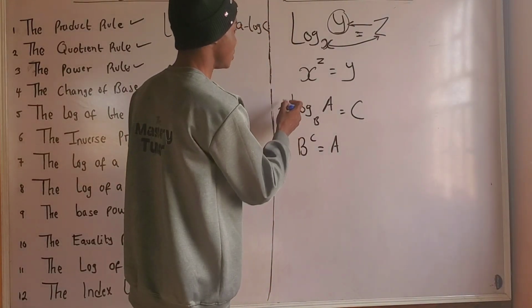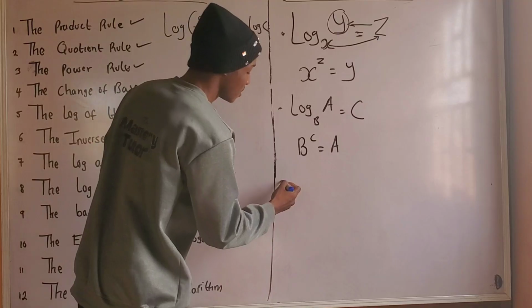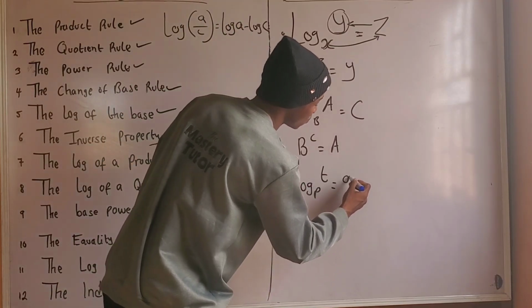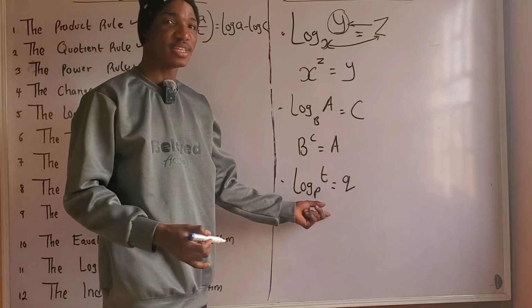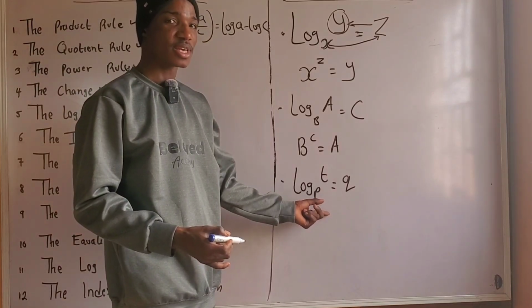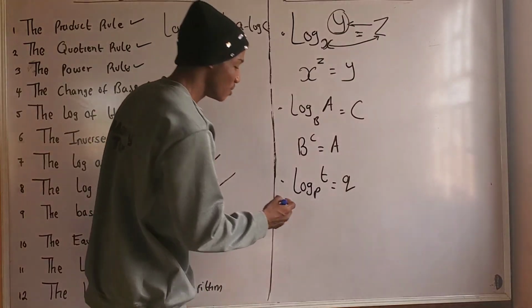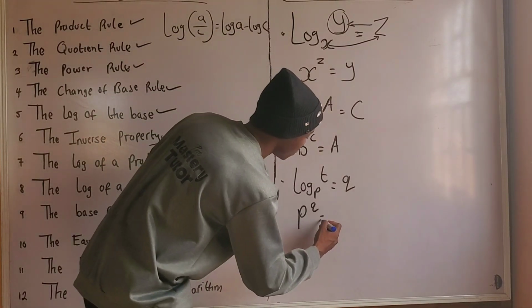Now, I want you to try this. Let's say you have log t base p equals q. I want you to rewrite this in index form. Okay, pause this video, rewrite this in index form, then play it. The answer to this will be p raised to the power of q equals t.